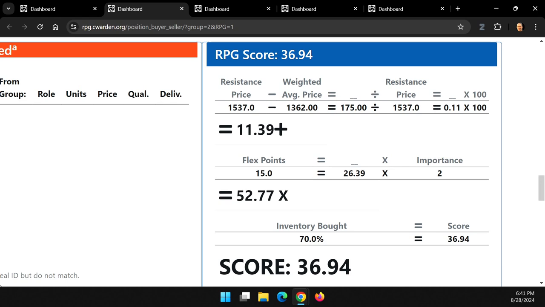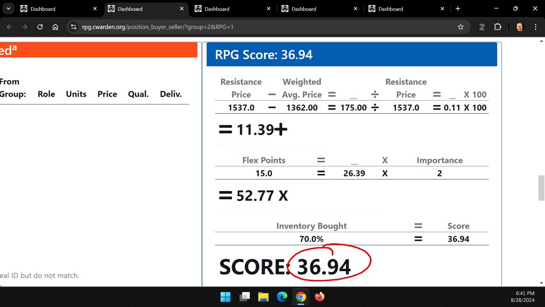All right, so again, not too bad, right? Basically, we're looking at price, the gap. So if you're a seller, you want to sell for higher. And if you're a buyer, you want to buy for lower. Our flex points, which is the quality gap, the delivery gap, and making more deals. And the importance, how important is this deal to your company? And then the inventory. So basically, you have these 1, 2, 3, 4 areas to really pay attention to for your score. We end up with this 36.94.